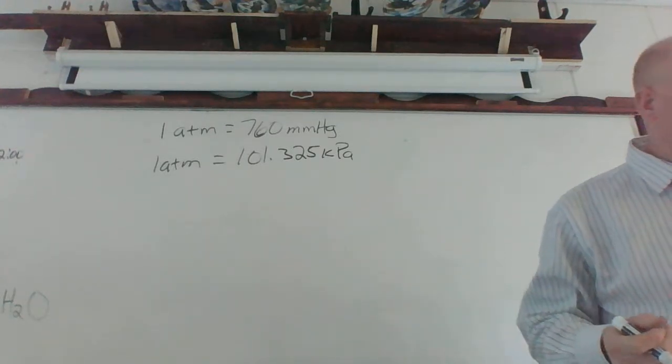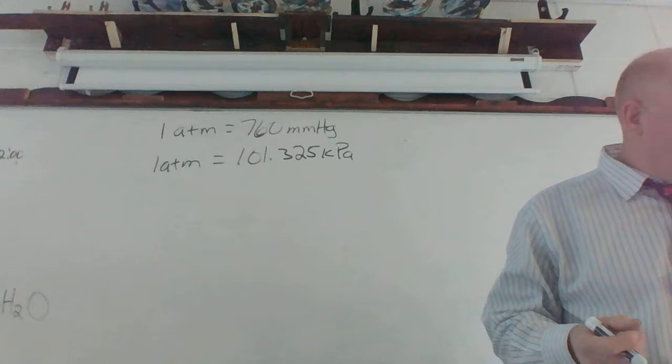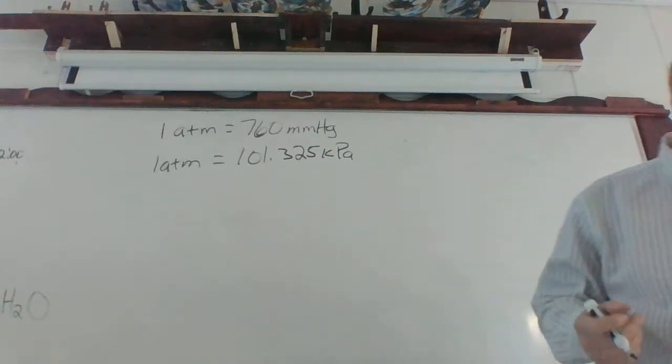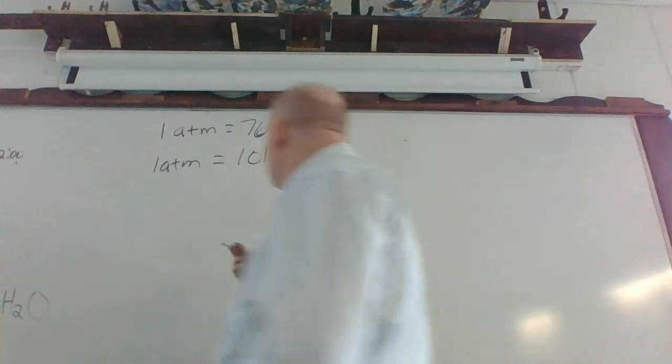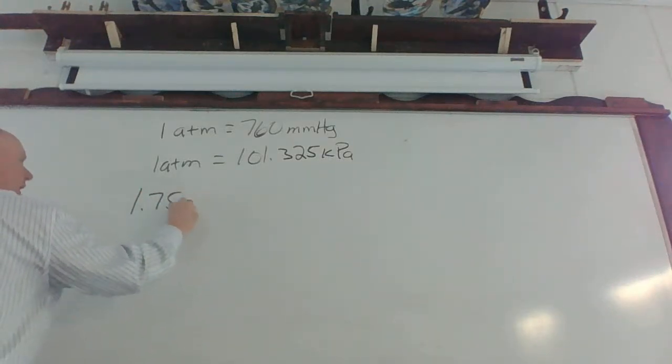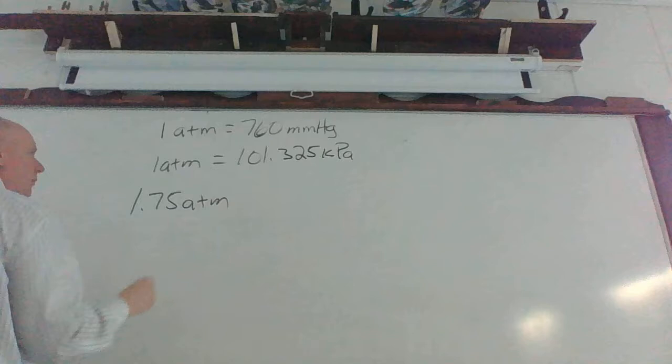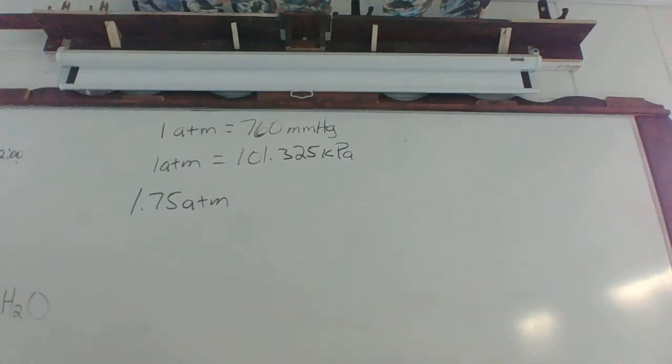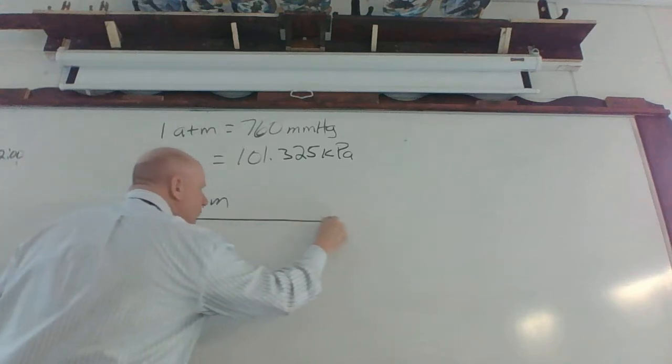Okay, so convert the pressure of 1.75 atmospheres. This is still dimensional analysis, 1.75 atmospheres. We want millimeters of mercury and kilopascals. So what do you want to change to first? Which one of those?